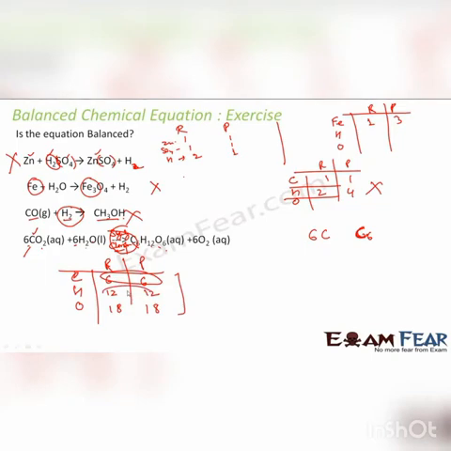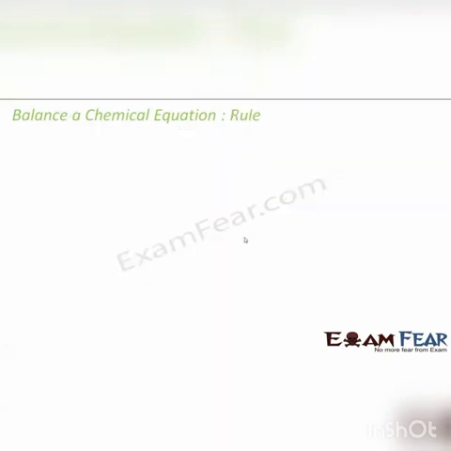So we have seen some of the equations here are not balanced. But we are told that all the chemical equations have to be balanced, right? So how should we balance an unbalanced chemical equation?